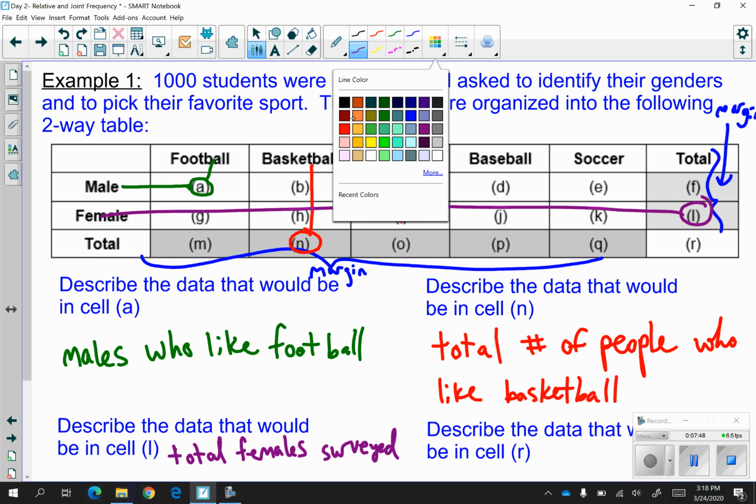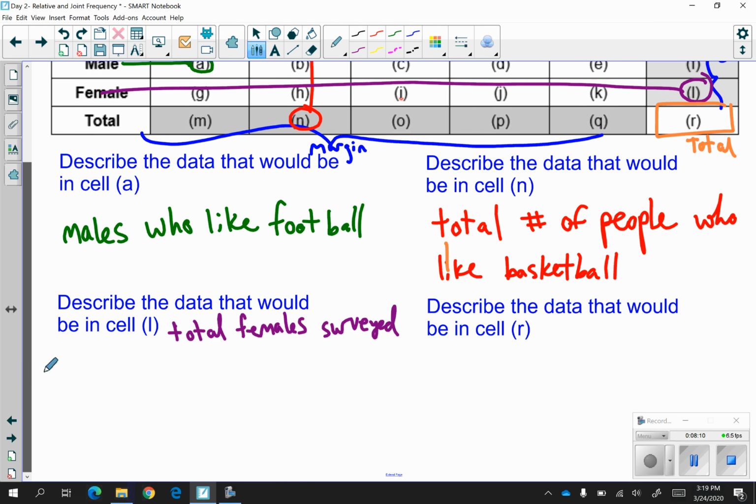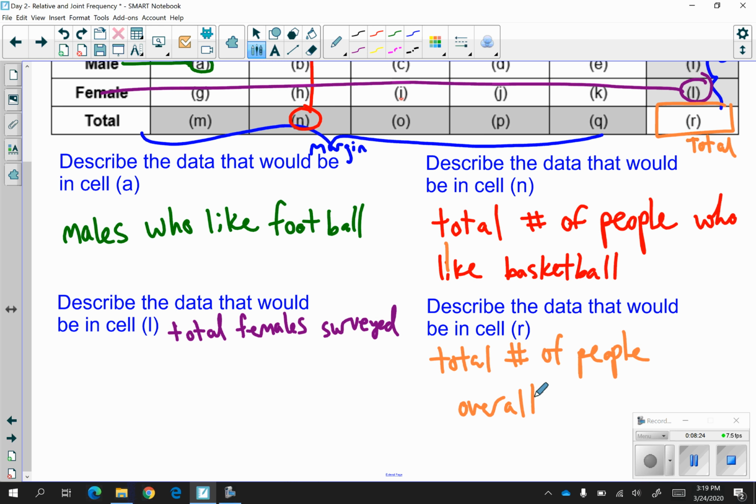So in cell R, at the very end, this one is special because this represents the overall total of everyone. So this one represents the total number of people overall. And you're always going to find the overall total in the bottom right-hand column.